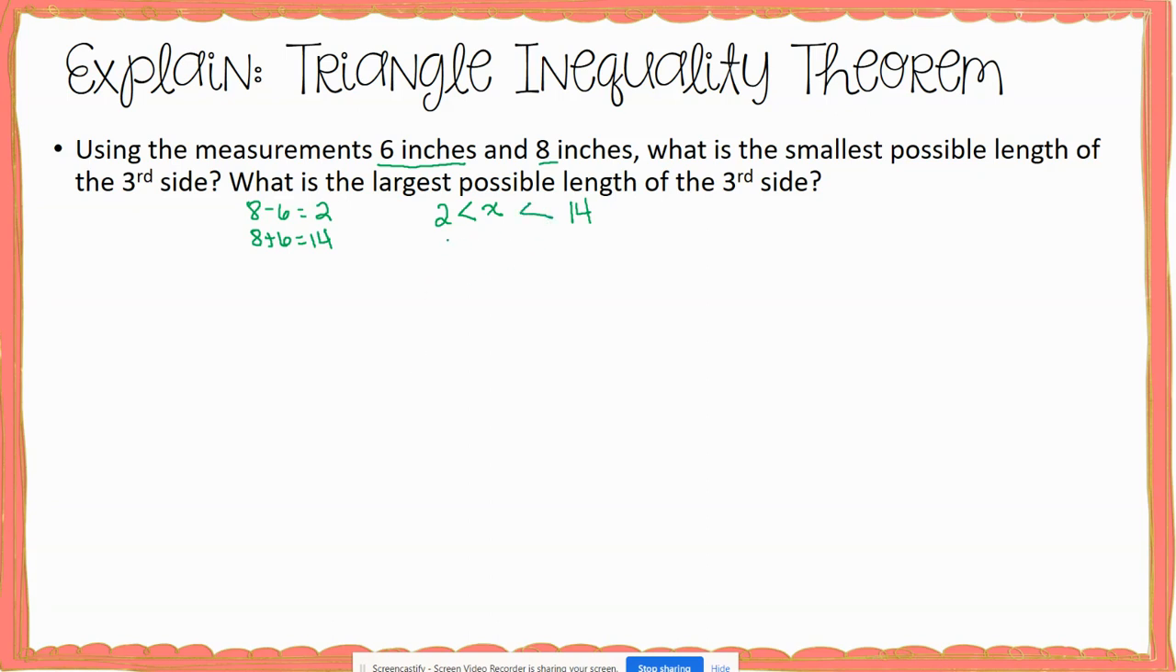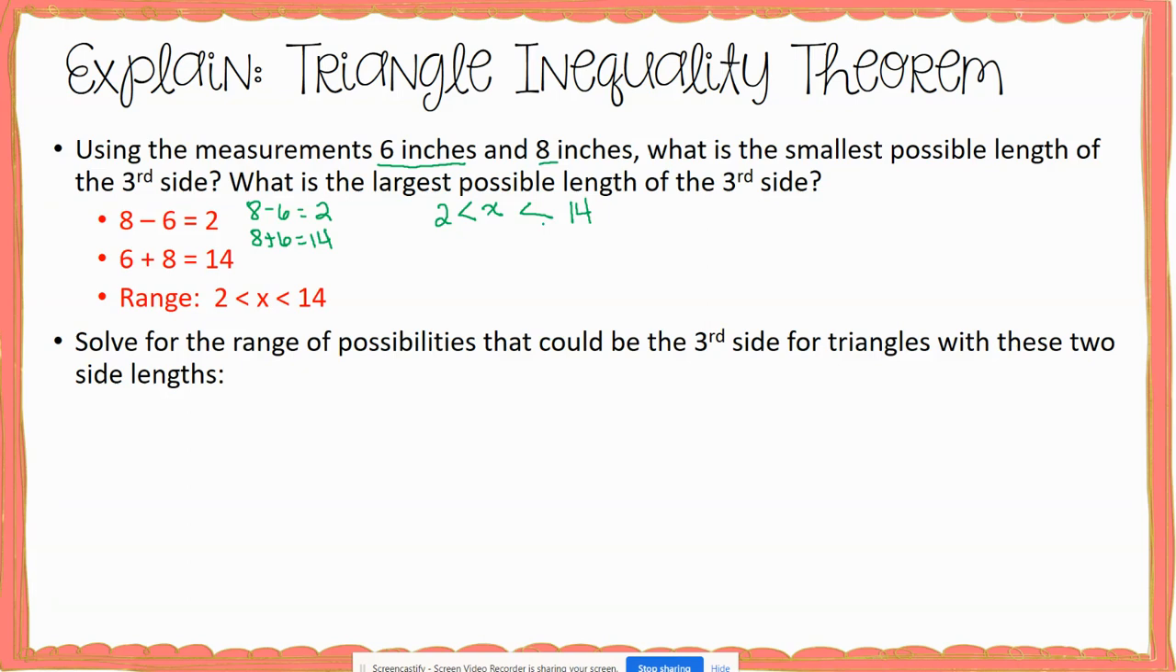And that is how we say this. So you need to make sure you know how to say this. If you read it, this says 2 is less than x, which is less than 14. This means that the third side length could be any number between 2 and 14, but not equal to 2 or equal to 14. So I'm showing you this again. You would subtract, add, and then you would put the range.